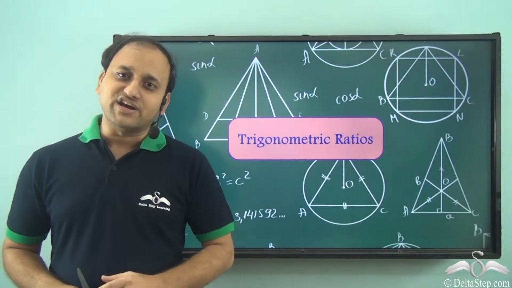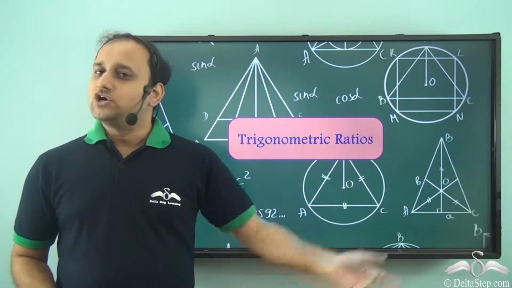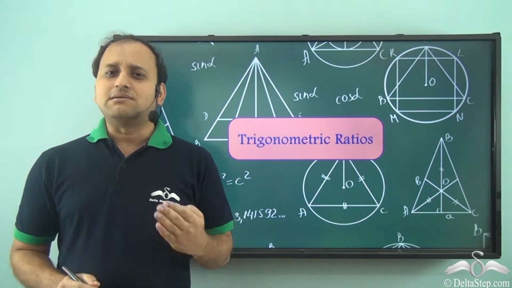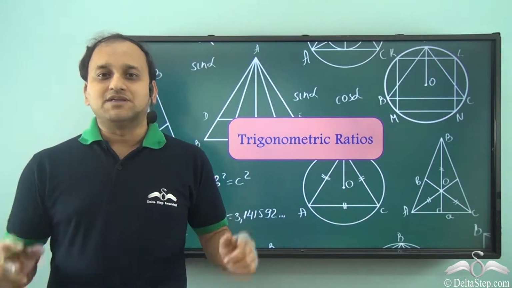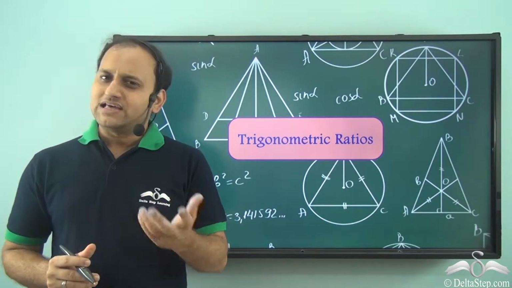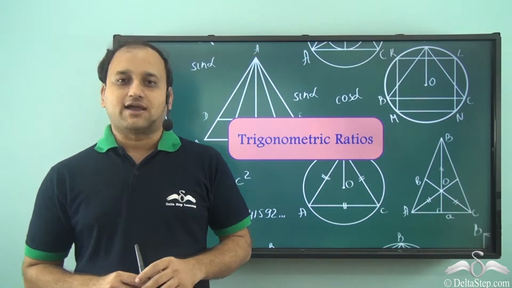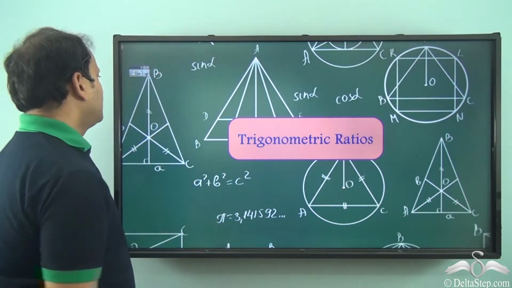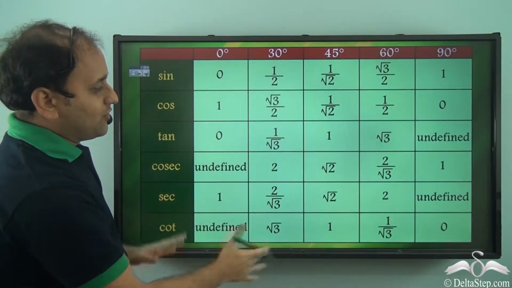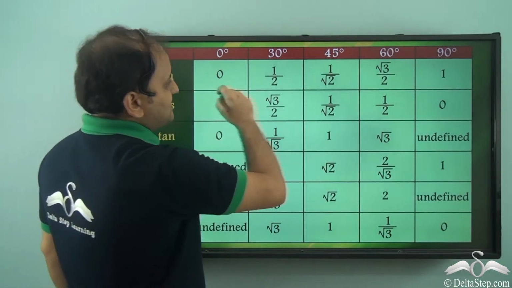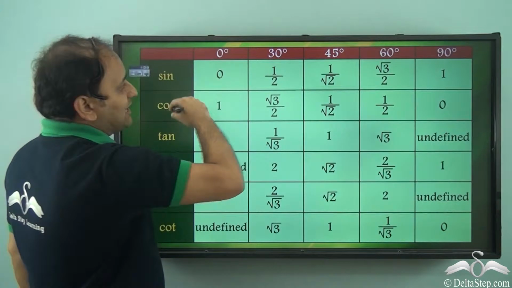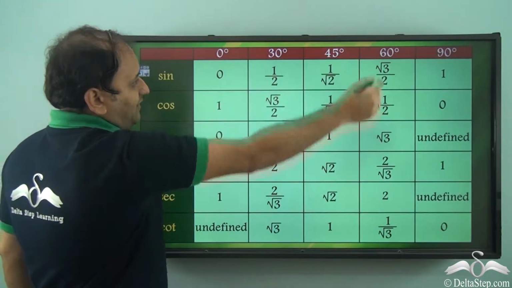You must have already studied about trigonometric ratios. Now, some of the major values of trigonometric ratios can be summed up in a table. So let's see what that table looks like. So this is the table for trigonometric ratios. You can simply see this table and get the values for different degrees.